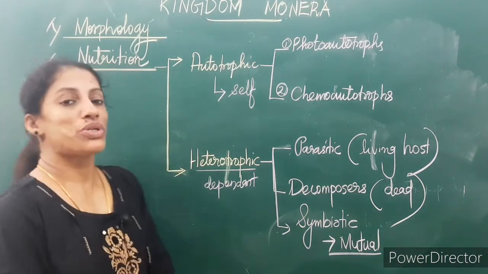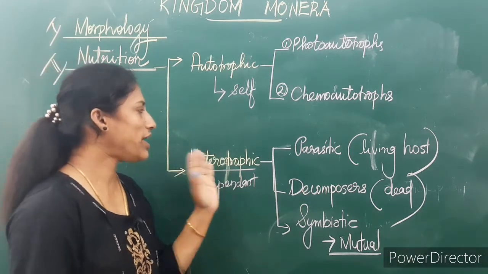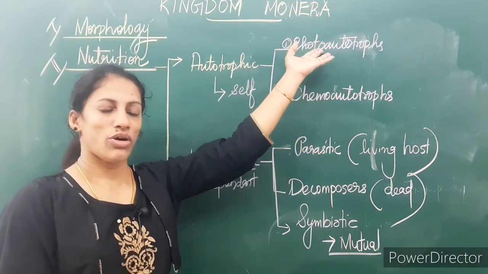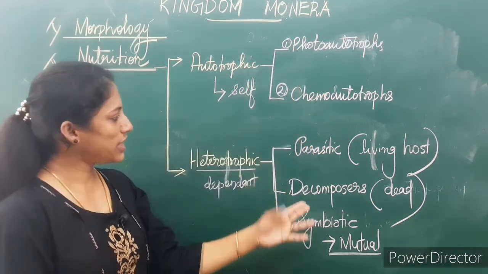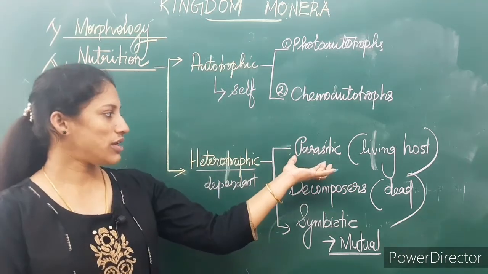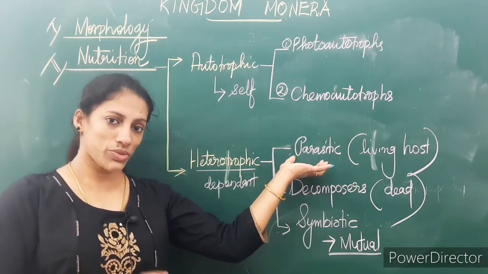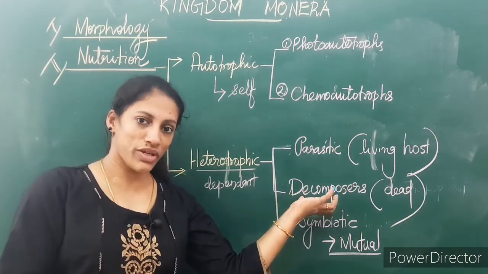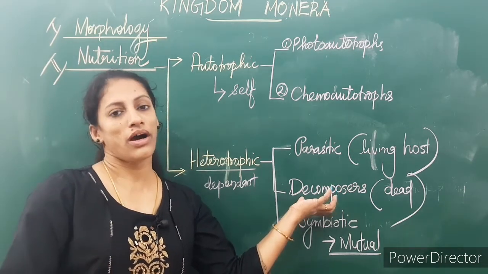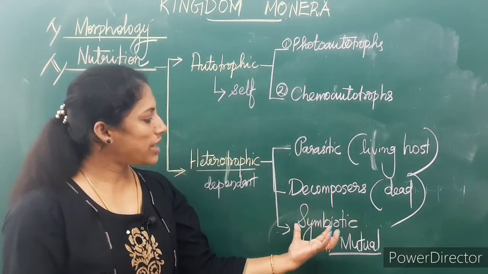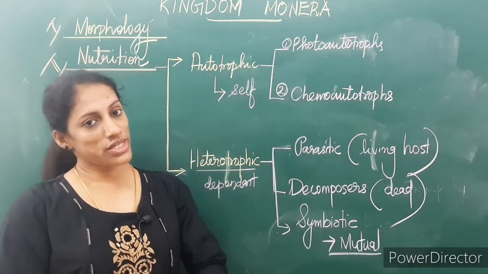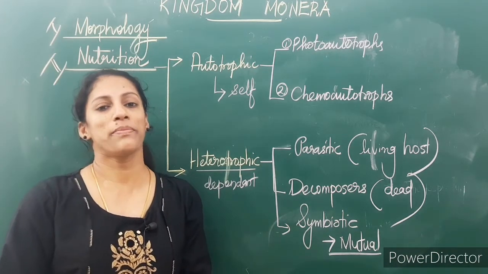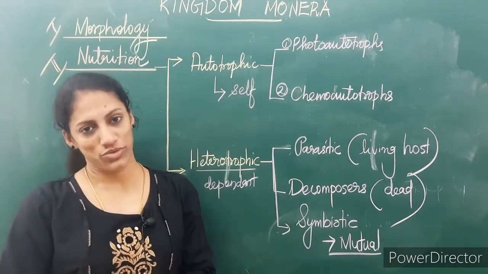Anyway, regarding the nutrition of bacterium: autotrophic and heterotrophic. Autotrophic can be self-preparing using sunlight or chemical energy, photoautotrophs and chemoautotrophs. Then heterotrophic nutrition: bacteria deriving nutrients from a living host are parasites, whereas bacteria deriving nutrients from a dead organism are decomposers, and bacteria which live in a mutualistic relation with another organism are symbiotic, showing symbiotic nutrition.